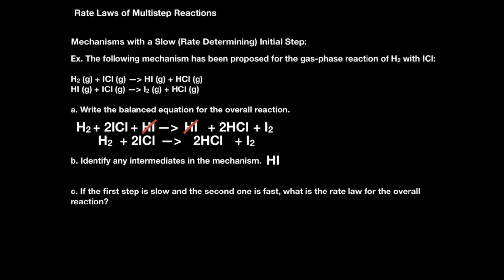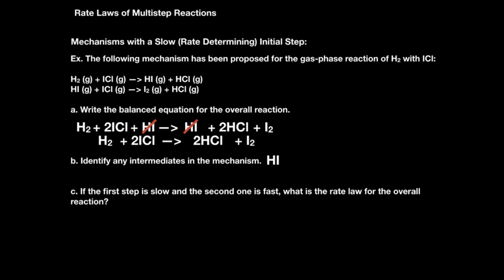Okay? For C, it says if the first step is the slow step, which it has to be, the first step has to be the slow step for what we're about to do, and the second one is the fast one, what is the rate law for the overall reaction? So as I had just stated, if you have your elementary steps and your first step is your slow step or your rate determining step, because your slow step determines the rate of the overall reaction, then you can simply use the stoichiometry of your rate determining step. So my rate determining step is my first step. H2 plus ICl produces HI plus HCl.